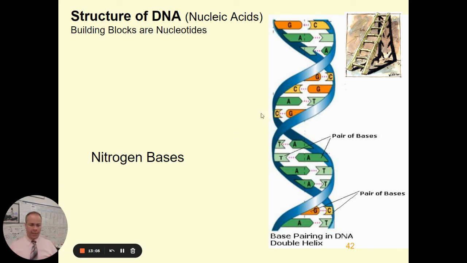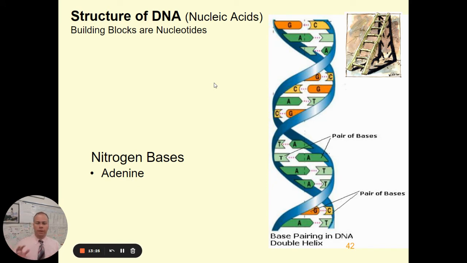DNA is a nucleic acid. Nucleic acids are another type of biomolecule, and the main examples we talk about in nucleic acids are DNA and RNA. DNA and RNA are large molecules, polymers. They're made of monomers, the building blocks, which are called nucleotides.